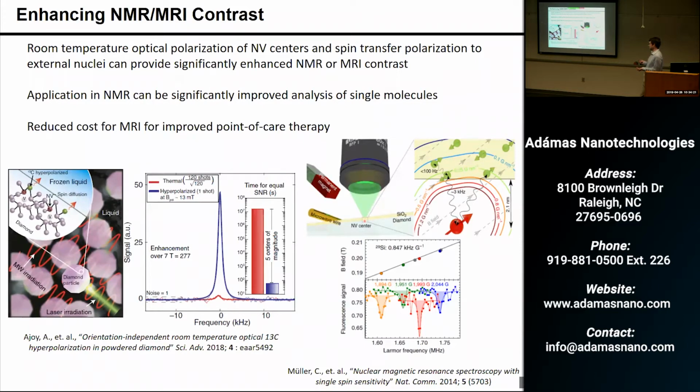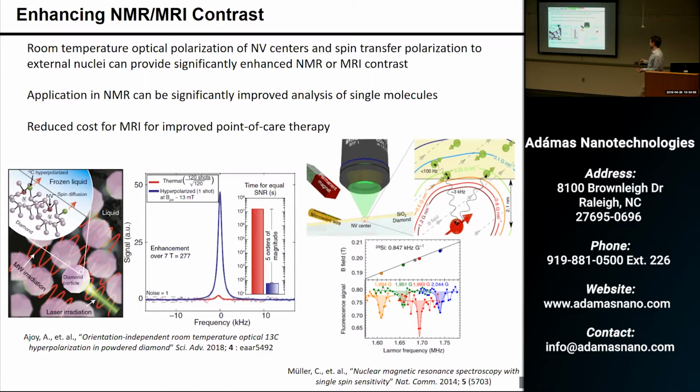And the last application, and this has become quite popular recently, is effectively using the spins, or the ability to polarize NV centers to a very high degree at room temperature. And then you can transfer the spin to external molecules. For example, in this case, this group at Berkeley, Ashok, Joy, they polarize the NV center and transfer that spin to carbon-13 within the diamond lattice, and then the carbon-13 polarizes external nuclei.